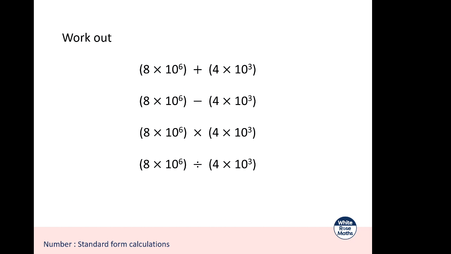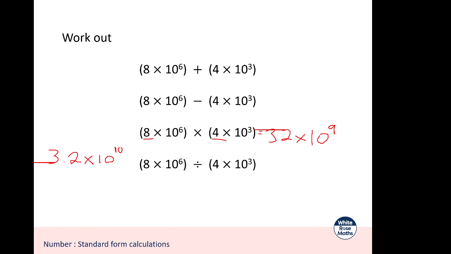Good work so far. Now looking at adding, subtracting, multiplying, and dividing in standard form. Let's do multiply and divide first because it's a bit easier. Work out 8 times 10 to the 6 times 4 times 10 to the 3. I'd multiply the numbers: 8 times 4 is 32, then times 10 to the power of 9, because when you multiply with the same base, you add the powers. Writing this in standard form gives 3.2 times 10 to the power of 10, because standard form is a number between 1 and 10 times 10 to the power of something. If the power is positive, it's a big number; if the power is negative, it's a decimal, or a small number. Careful, it's 32 times 10 to the 9, which is 3.2 times 10 to the 10.